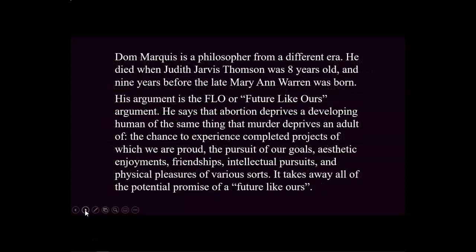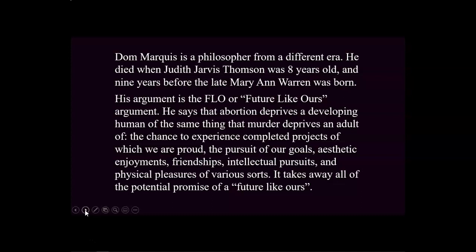Marquis is a philosopher from a different era. He died when Judith Jarvis Thompson was 8 years old, and 9 years before the late Mary Ann Warren was born. So it gives you an idea of how long ago he lived. His argument is called the future like ours argument.